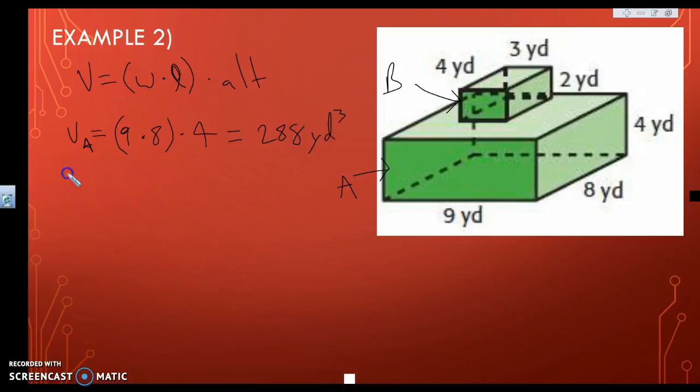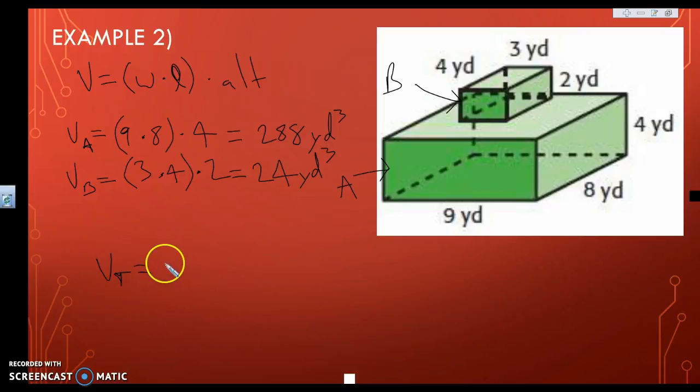So let's go ahead and find figure B. Figure B is given by our width. Width in this case is going to be 3 yards, times our length, which is 4 yards, and our altitude is 2. So this is 3 times 4, which is 12. 12 times 2 is 24. 24 yards cubed.